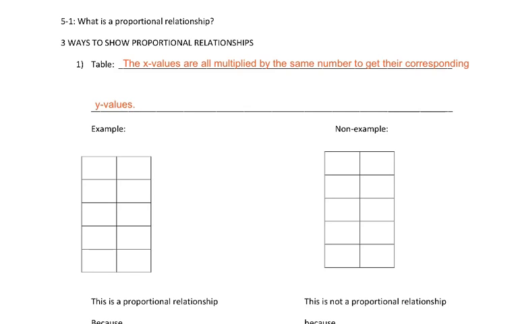So let's take a look at an example of a table that has a proportional relationship. We are going to start with our table with x and y in it. And I'm going to fill out some x values and y values. So we have the point 12, 4, and then we have 36, 12, and then we have 18, 6, and last we have 30, 10.